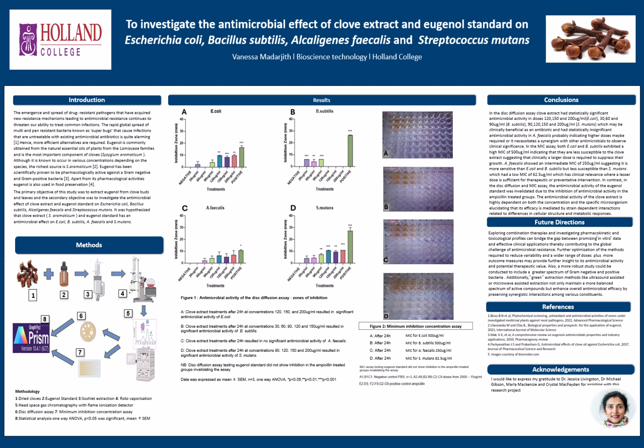In the disk diffusion assay, clove extract had statistically significant antimicrobial activity only in the following doses: 120, 150, and 200 micrograms per mL in E. coli, 30, 60, and 90 micrograms per mL in B. subtilis, 90, 120, 150 and 200 micrograms per mL in S. mutans, which may be clinically beneficial as an antibiotic, and had statistically insignificant antimicrobial activity in A. faecalis, probably indicating higher doses may be required or it necessitates a synergism with other antimicrobials to observe clinical significance.